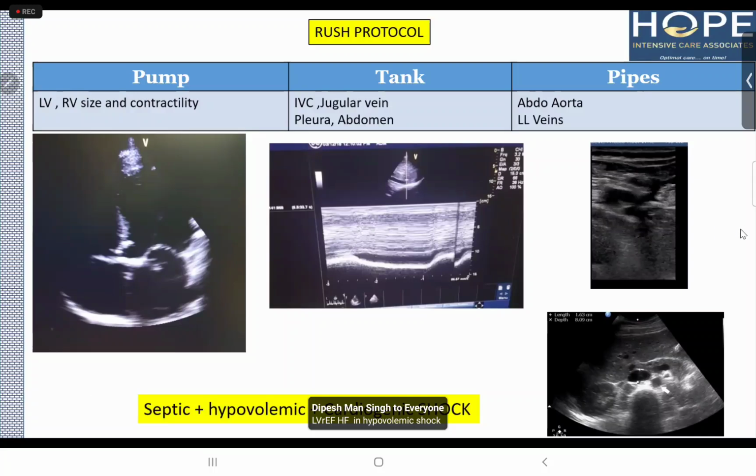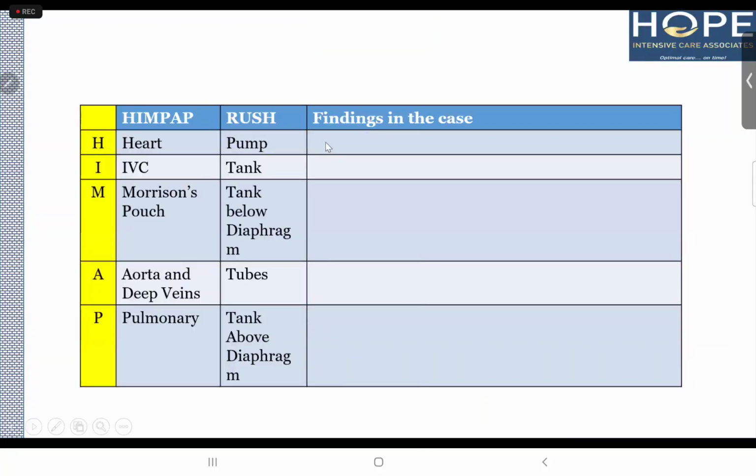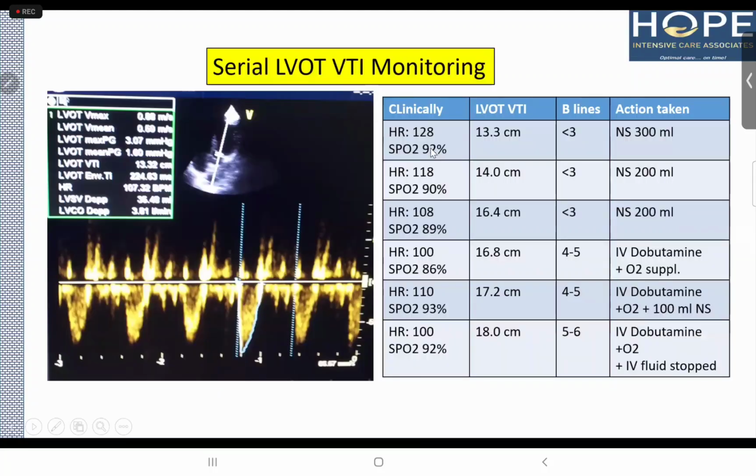So how would you start handling? Again, you can create this HiMAP score. I don't want to discuss it. Is the four chamber dilated, IVC collapsing, Morrison's pouch no fluid, aorta, DVT, and pulmonary trunk. You can see whether B lines are present or not, which data is missing here. Now, this is the patient where I would like to monitor under serial LVOT guidance.